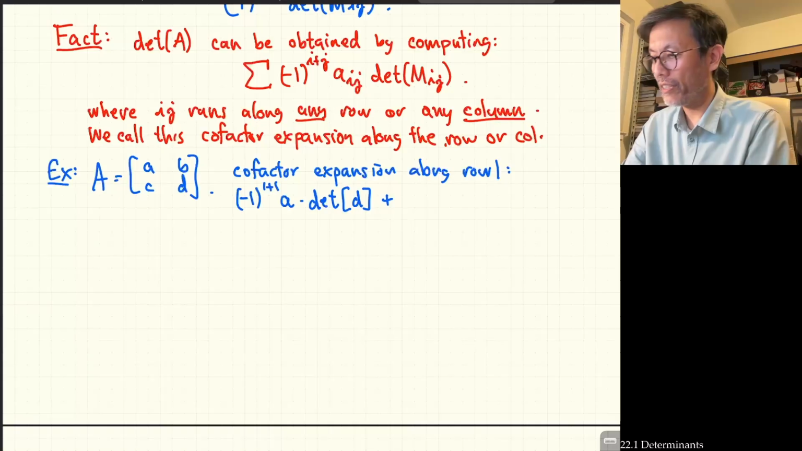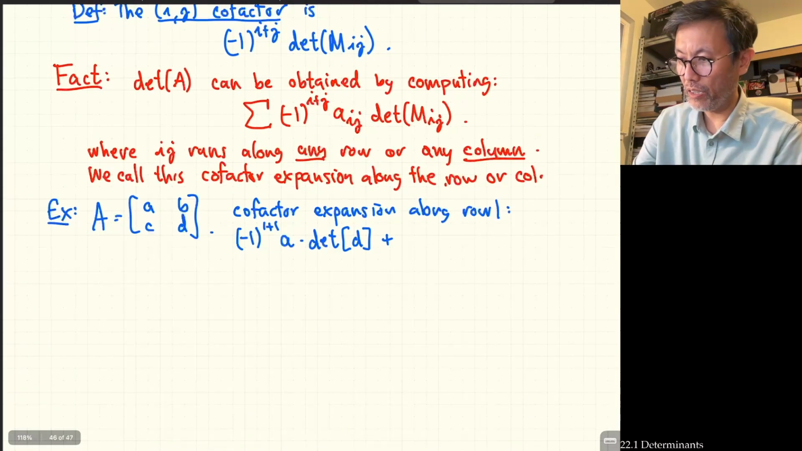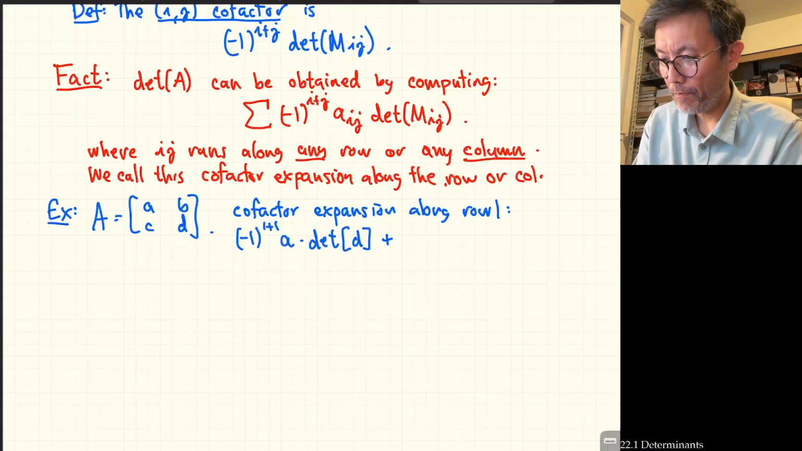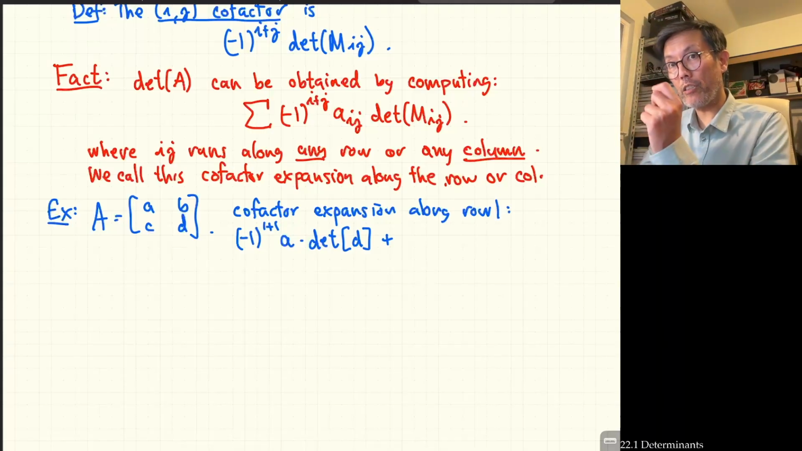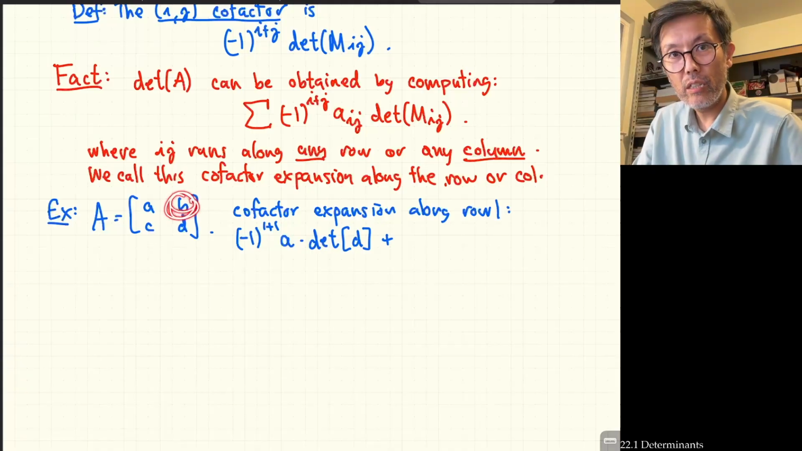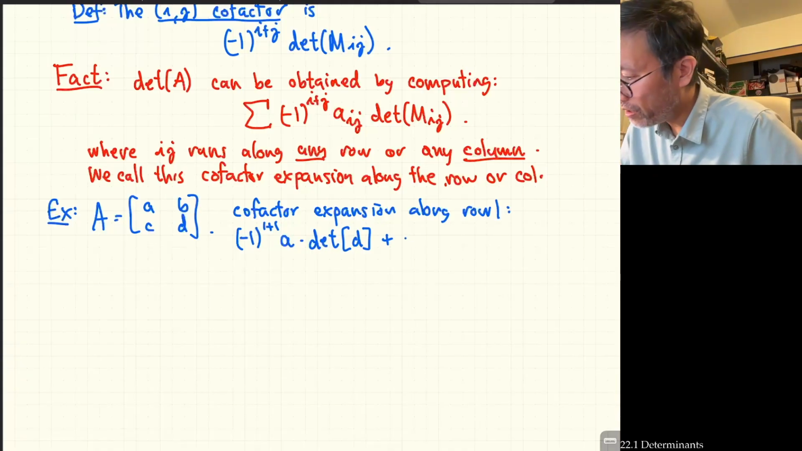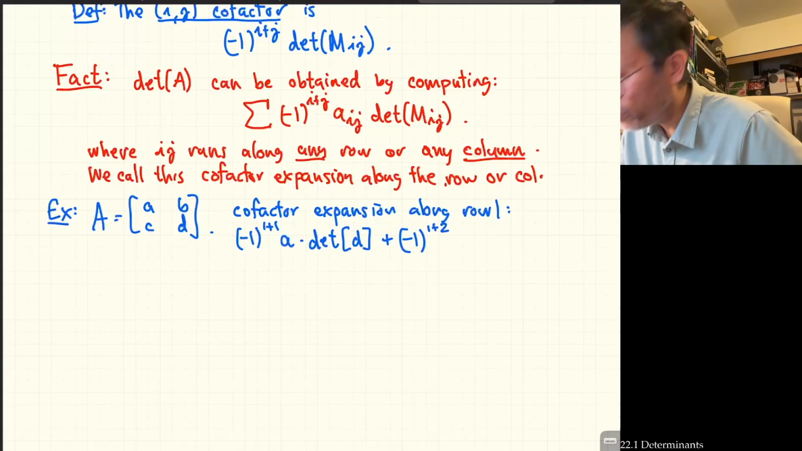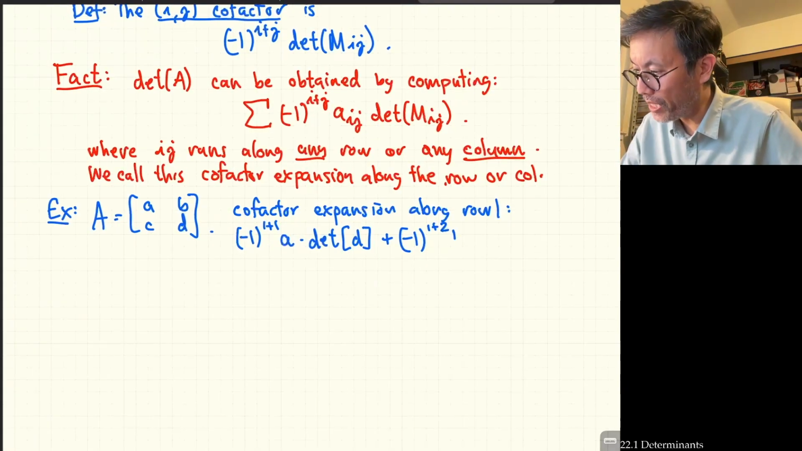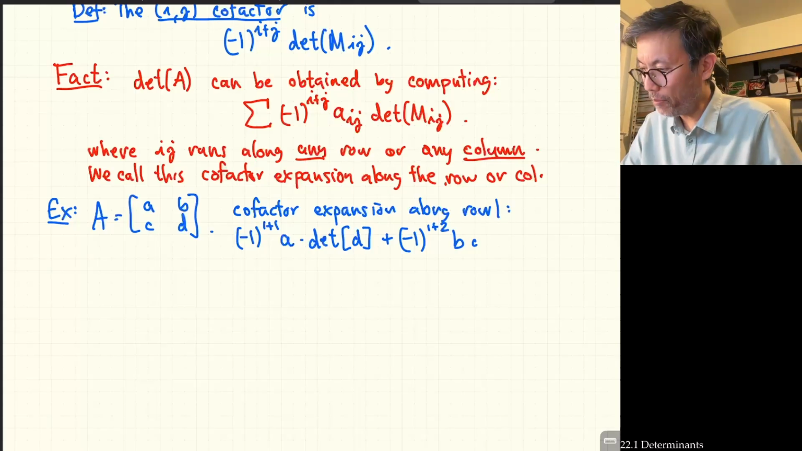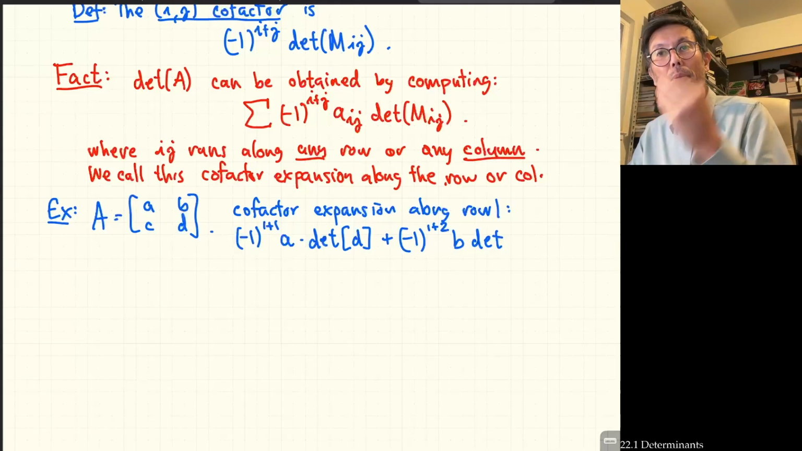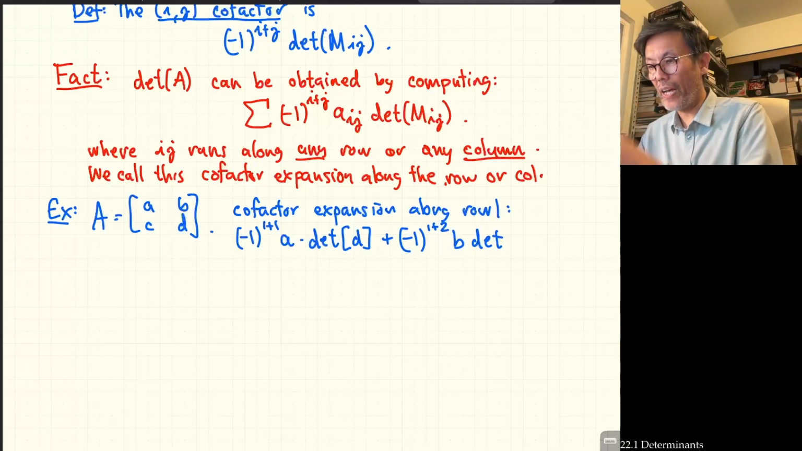Then I'm going to add to this because I'm taking a sum. See, look, it's a sum. I'm adding to this and I'm cofactor expanding along row 1. So now I'm going to look at the 1 2 entry. Here's the 1 2 entry. So I have -1 to the 1 plus 2 times the 1 2 entry, which is B, times the determinant of the matrix I obtained by deleting the first row and second column. That's C.